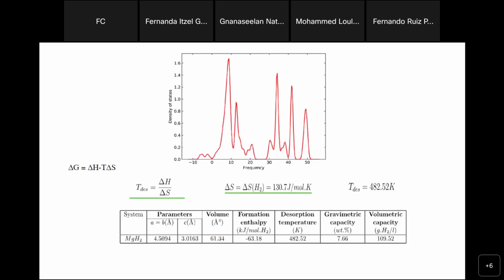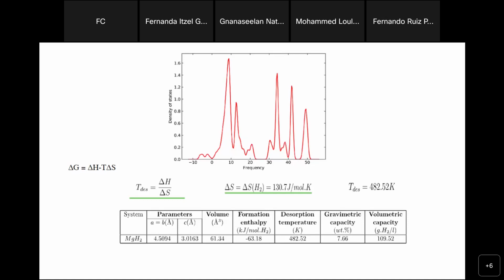Such high stability can be illustrated in the phonon density of states, since all the peaks of the density are located in the positive region of frequencies, except a small region where small peaks are located. And the decomposition temperature is obtained from the Gibbs potential, that vanishes at the decomposition temperature.